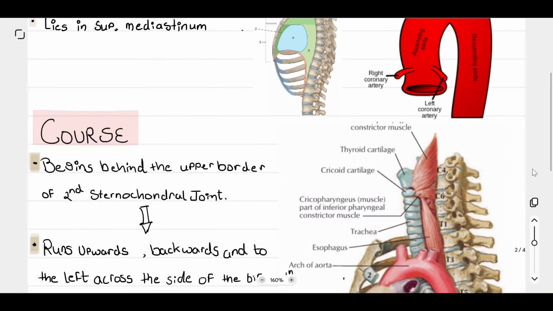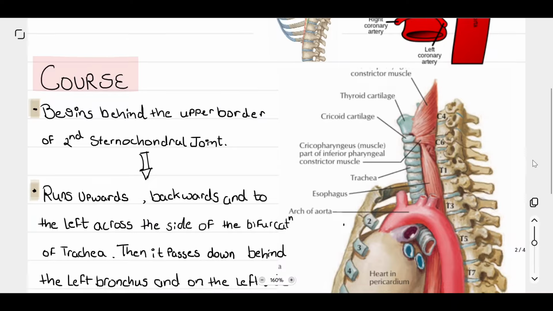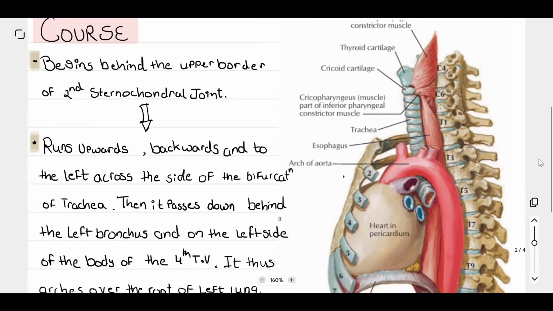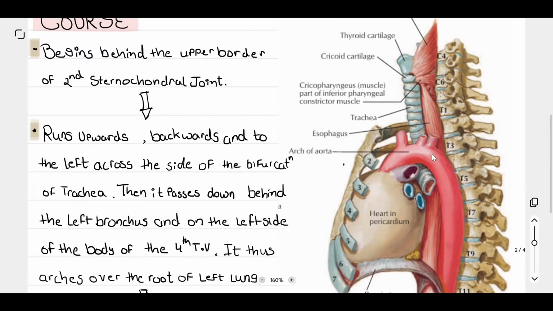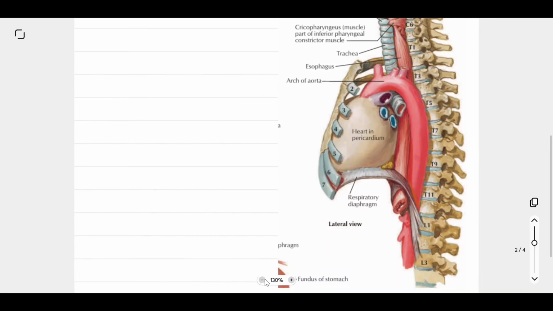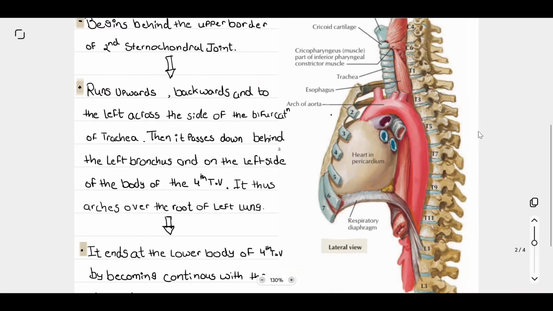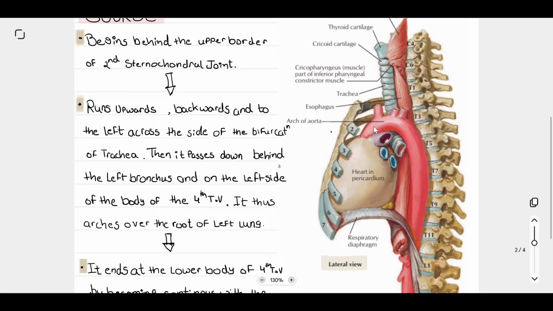So done with the introduction, coming to the course of arch of aorta. This is the diagram. This diagram, once zoomed out for you, covers almost 90% of the course and relations of arch of aorta. So I request you to memorize this diagram, as it is very helpful for writing the course and relations of arch of aorta.